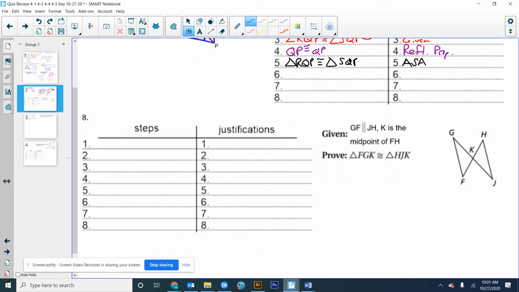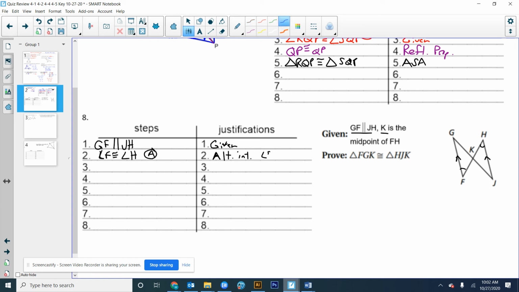Next, GF is parallel to JH. Ooh, I'm thinking of alternate interior angles. GF parallel to JH, given. So I'm going to say angle F is congruent to angle H. Why am I allowed to name it with one letter? I didn't have to use three letters. Good, because there's only one angle there. All right, alternate interior angles, that's one pair of angles. Okay, I use that given.